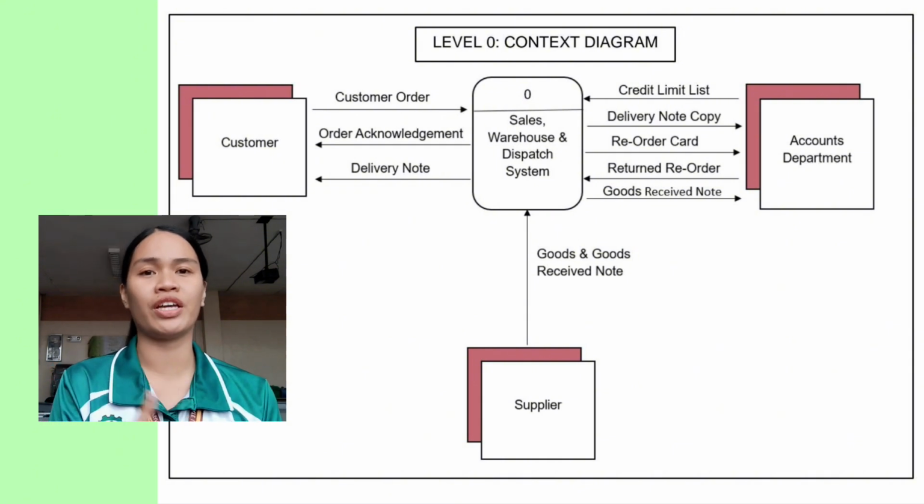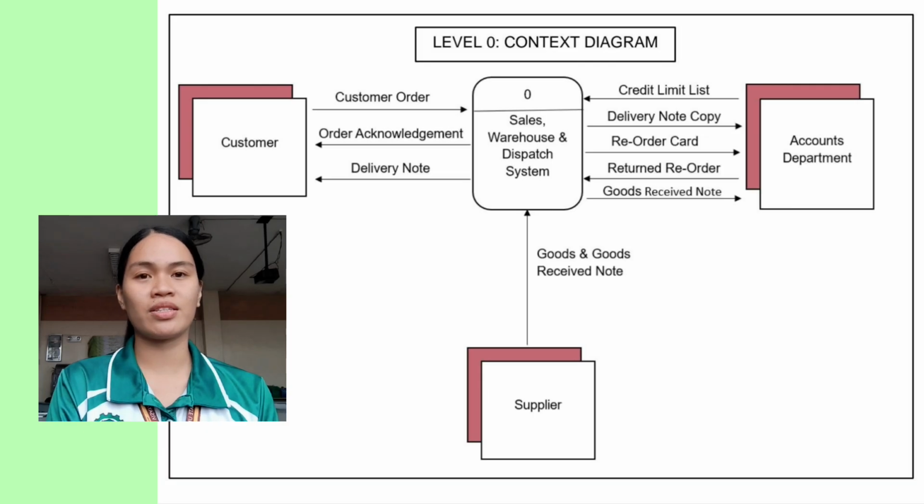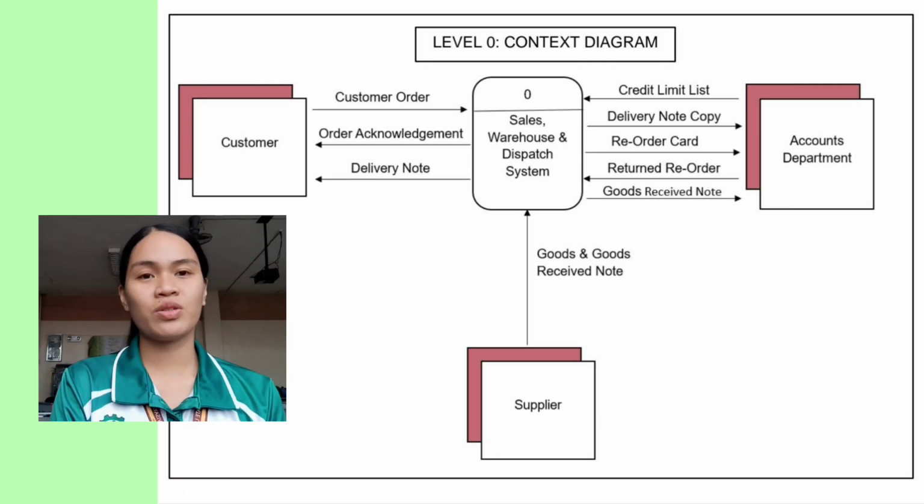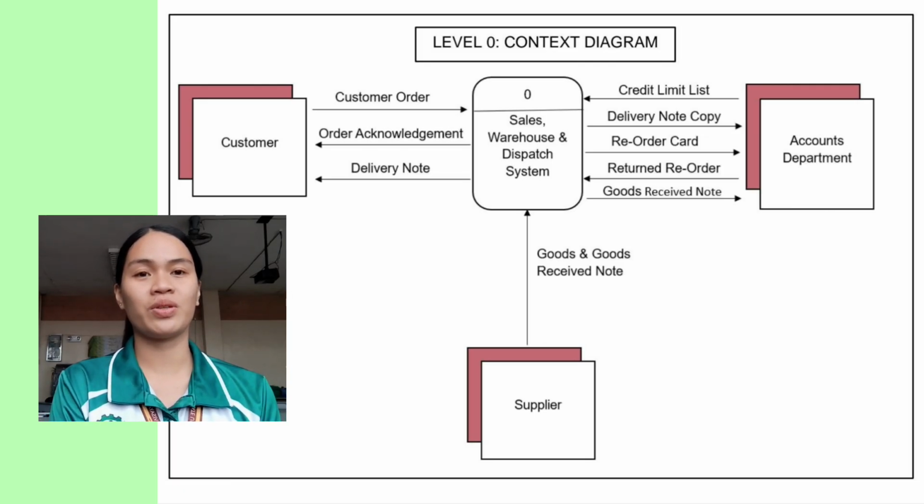At the bottom of our diagram, we have the supplier. The supplier provides the company with new stock and goods along with the goods received note to the system. This document is then forwarded to the accounts department, ensuring payment and inventory records. So this completes the explanation of the level 0 data flow diagram. In the next levels, we will expand this single system into detailed processes.